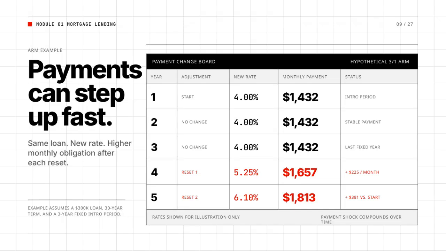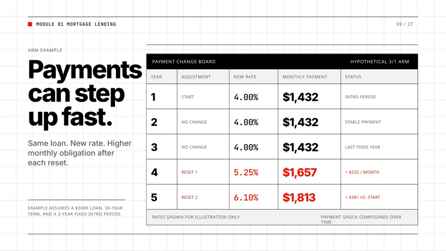Here we have an example of an adjustable rate mortgage, or ARM, to illustrate how payments can increase significantly after the initial fixed period. This example assumes a $300,000 loan over 30 years with a 3-year fixed introductory rate. During the first 3 years, the interest rate remains steady at 4%, keeping monthly payments at $1,432. This is the stable payment period.